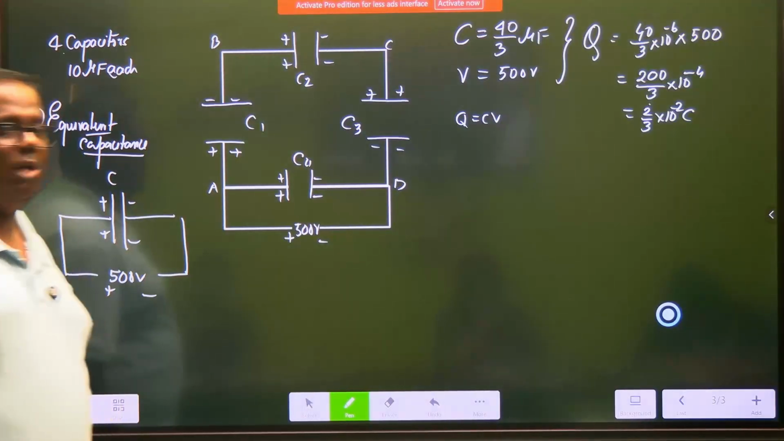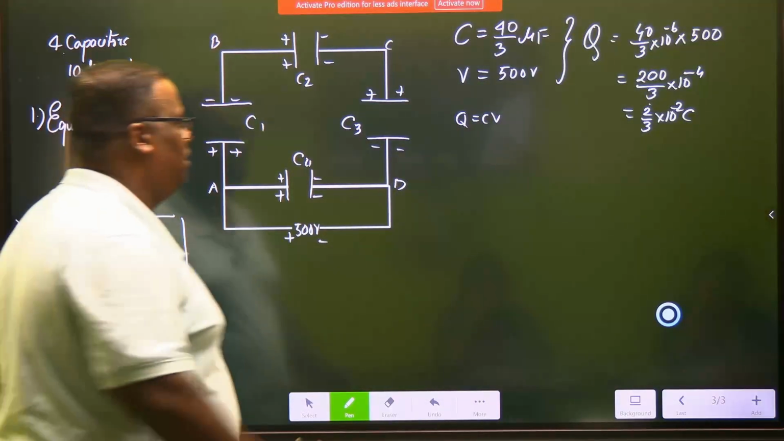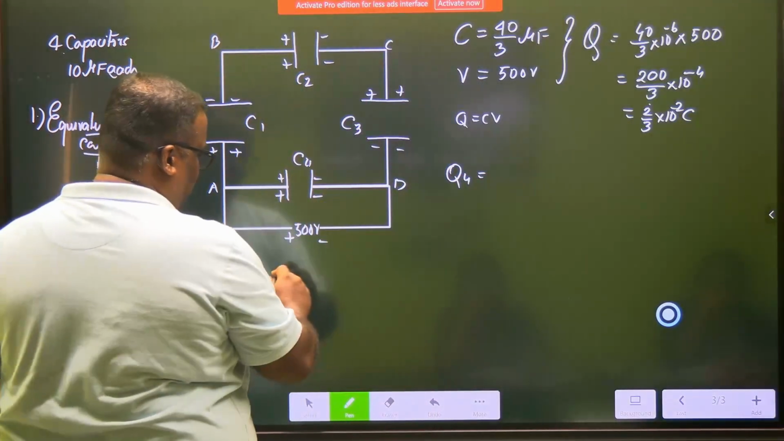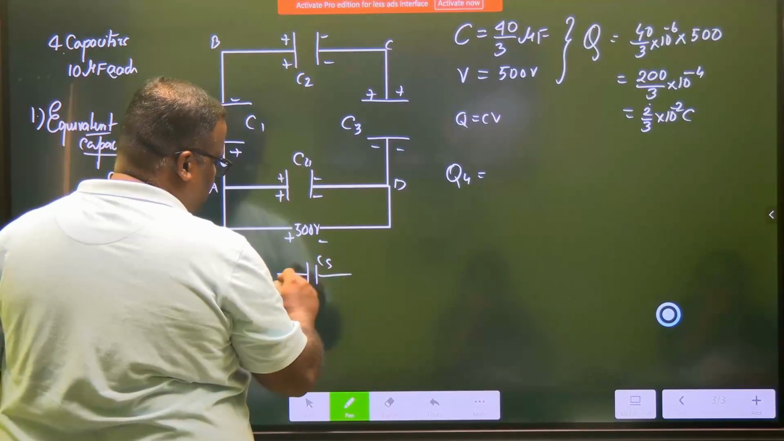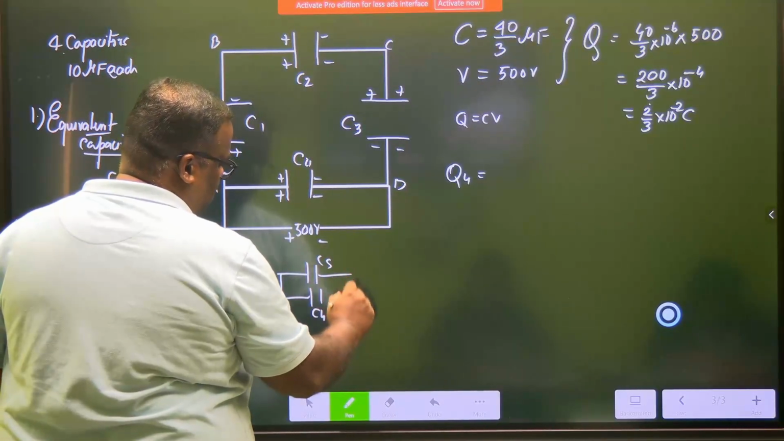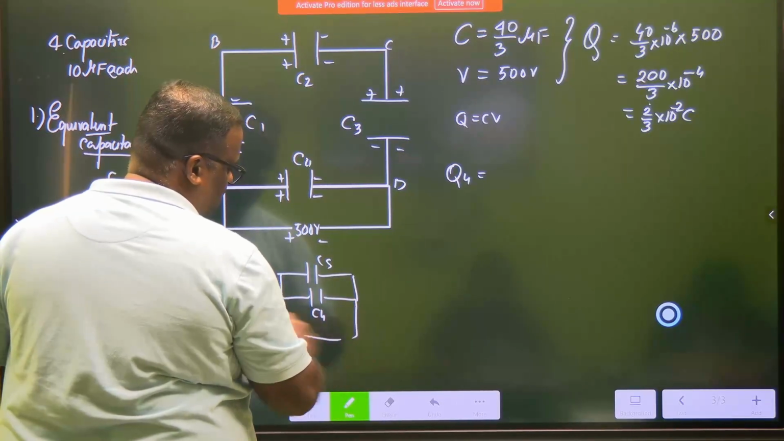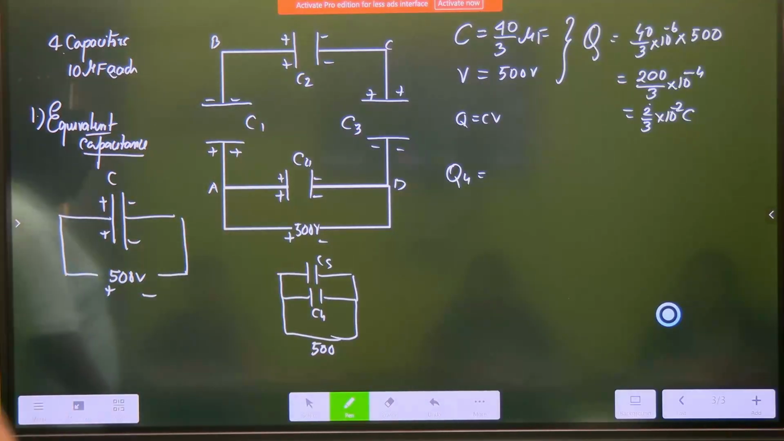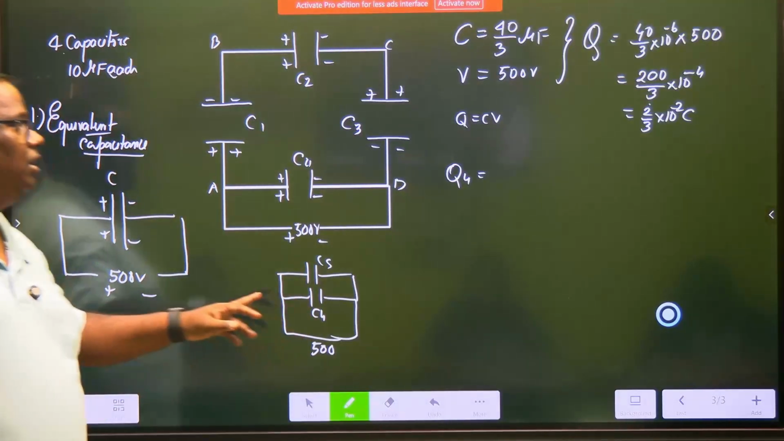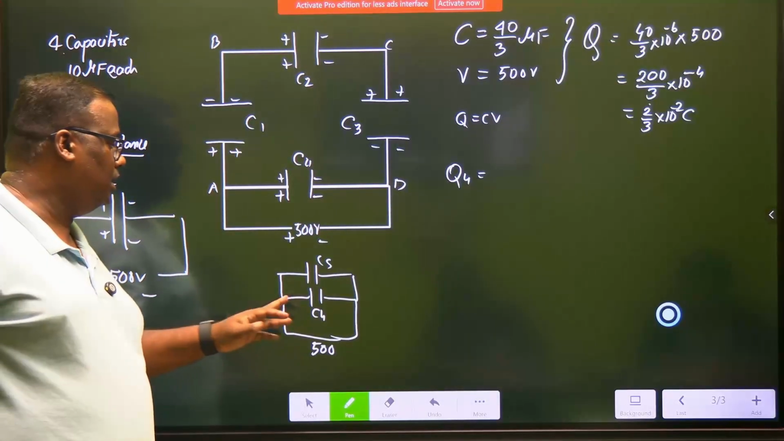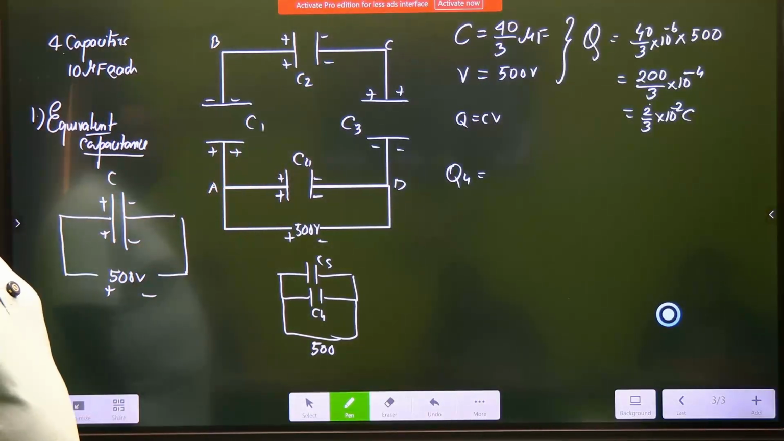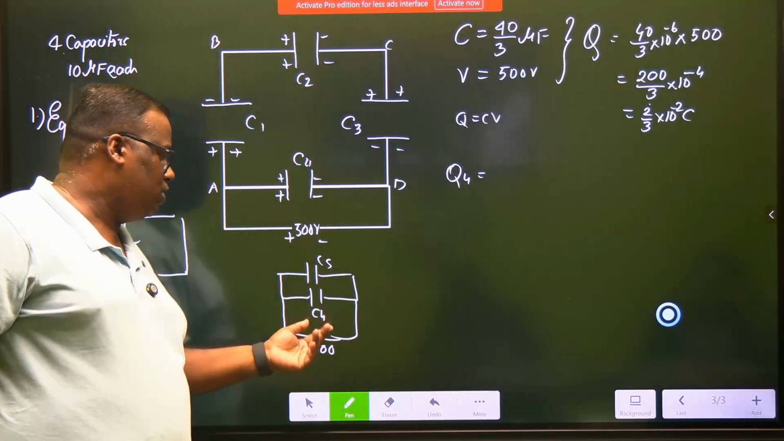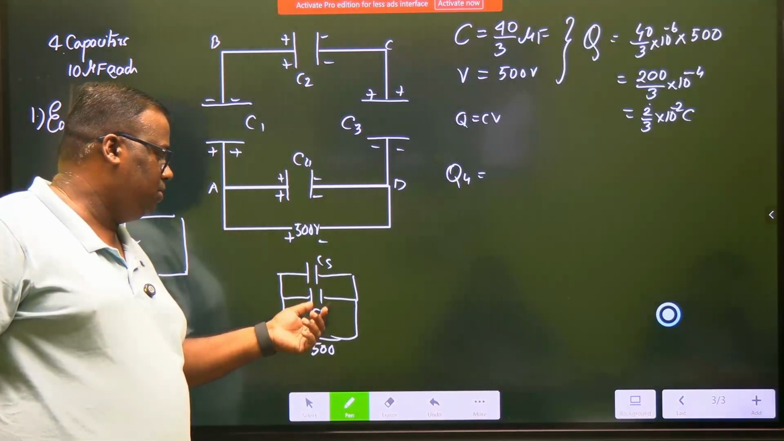So between the two parallel wings, how much charge can I expect? The charge on Q4 should be how much? This entire network was CS and this is C4. Agreed? And how much was the voltage? 500. You know the value of both CS and C4. Can we now calculate, and the net charge is how much? The net charge is 2 by 3 into 10 to the power minus 2. Can you calculate how much should be the charge here and here?